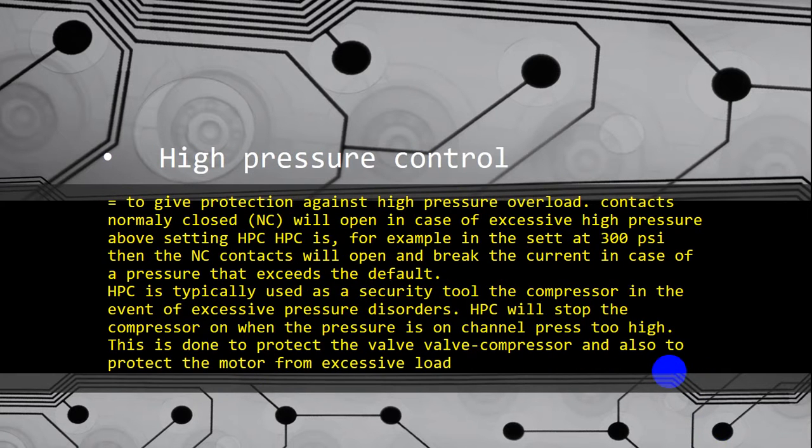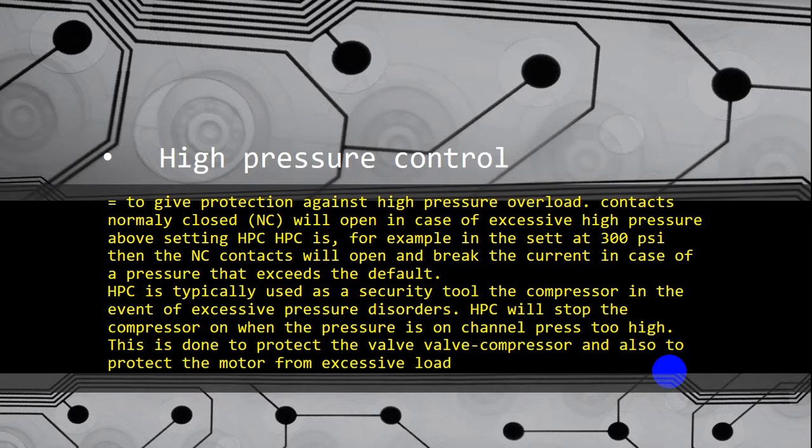And next, high pressure control. To give protection against high pressure overload, the contacts, normally closed or NC, will open in case of excessive high pressure above the setting. HPC is, for example, set at 300 psi. Then the NC contact will open and break the current in case of a pressure that exceeds the default.